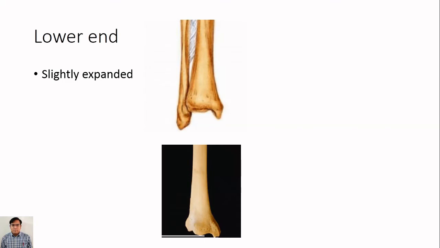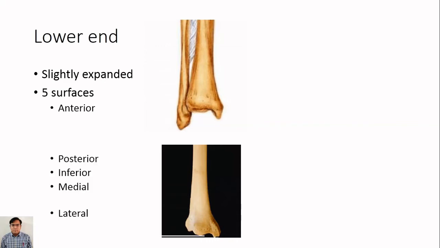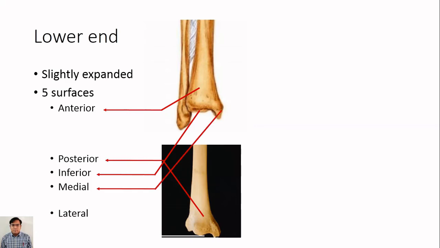Now the lower end is slightly expanded, this one, and it has five surfaces: anterior surface, posterior surface, medial surface, lateral surface, and the last one is the inferior surface. So this is the anterior surface, posterior to this is the posterior surface, and below is the inferior surface which articulates with talus, and on the medial side this is the medial surface, and towards fibula is the lateral surface, this one.